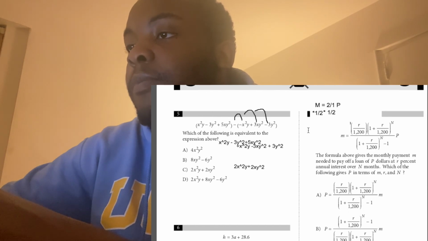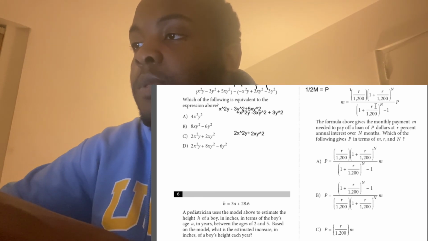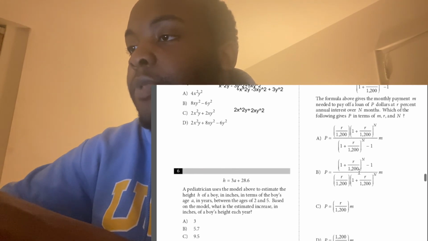That's going to give you 1 over 2 m equals p. So in the same way, whatever the reciprocal of this is, that's what p is. Whatever the reciprocal of this times m is going to give you what p is. So the reciprocal of this, you just flip it. So this is at the top and this is at the bottom now, which is going to be b.